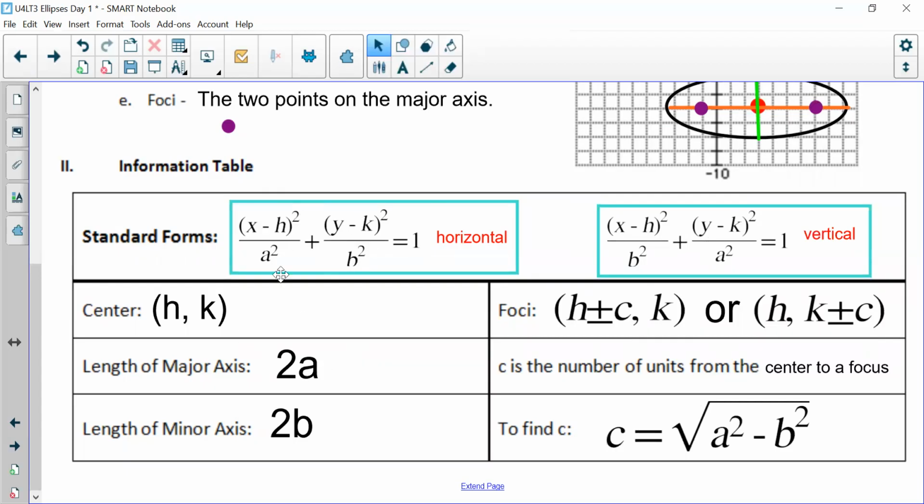Well, it's twice A. So if you've got 25 under here, then A is 5, and the major axis is 10 long. And if B squared is 16, that means B is 4, because remember, the number under here is B squared. So if this is 16, B is 4. And the length of the minor axis would be twice that, so it would be 8, 2 times 4.